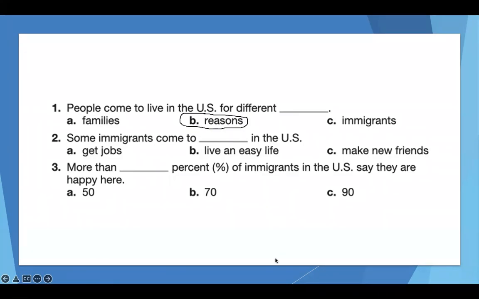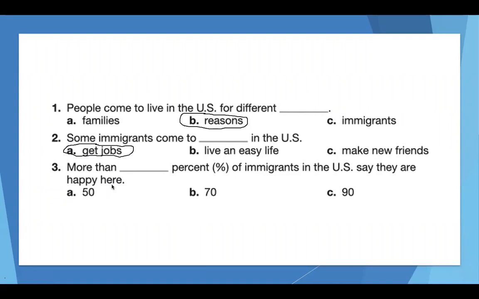All right, question 2. Some immigrants come to blank in the US. A, get jobs. B, live an easy life. C, make new friends. What do you think this one is? Do people come to get jobs, come for an easy life, or come to make new friends? This one, like we saw answering the last question, is get jobs.